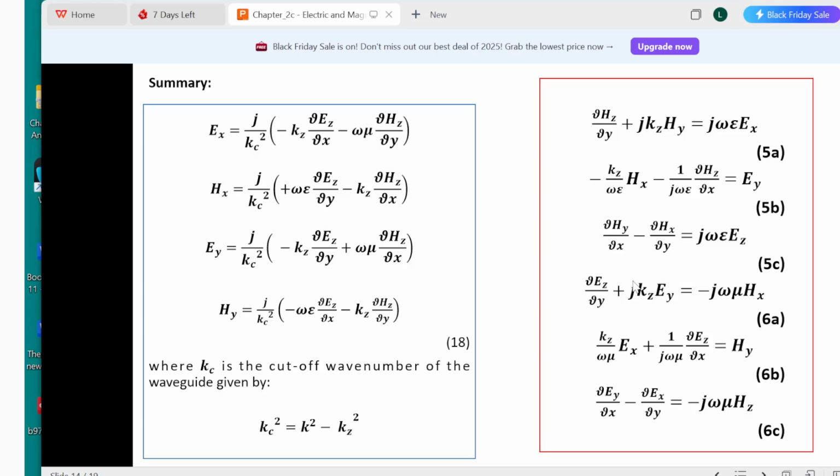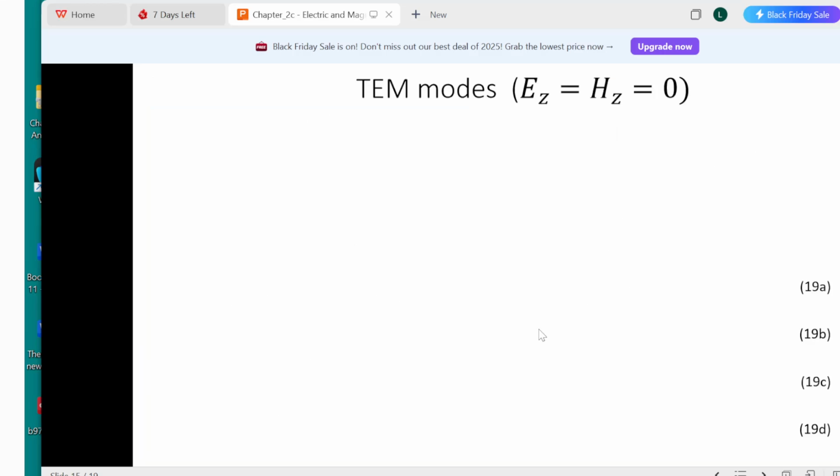So let's take a look at the example. Now, TEM mode. In TEM mode, there will be no oscillating components parallel with the direction of propagation. The direction of propagation is z. So E of z is 0. H of z is 0. And this is the definition of transverse electromagnetic modes in mathematical form.